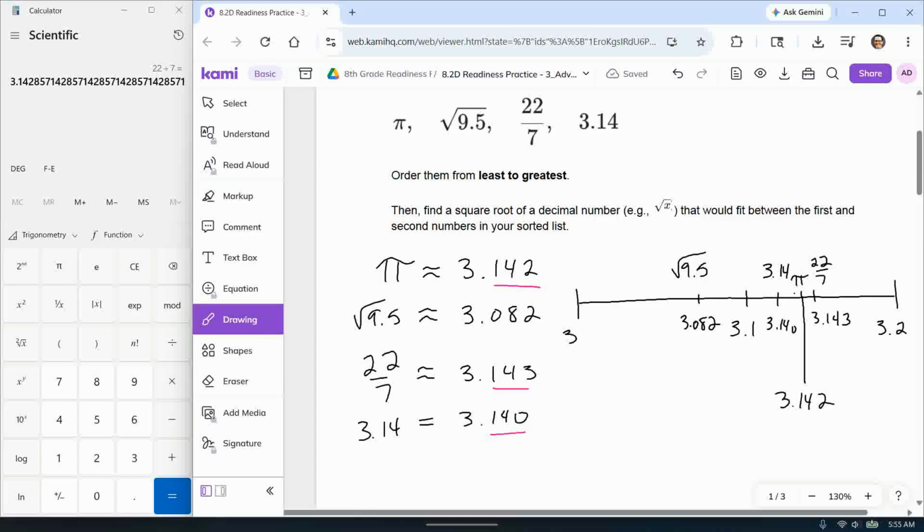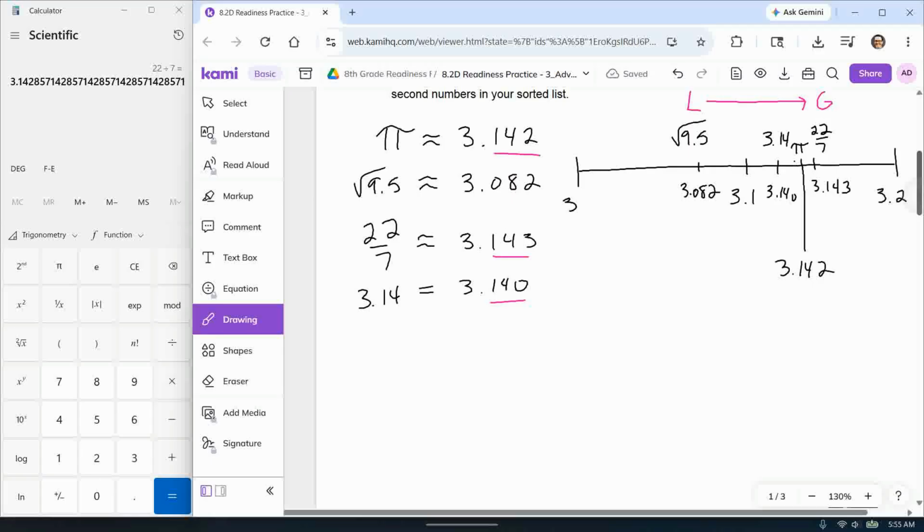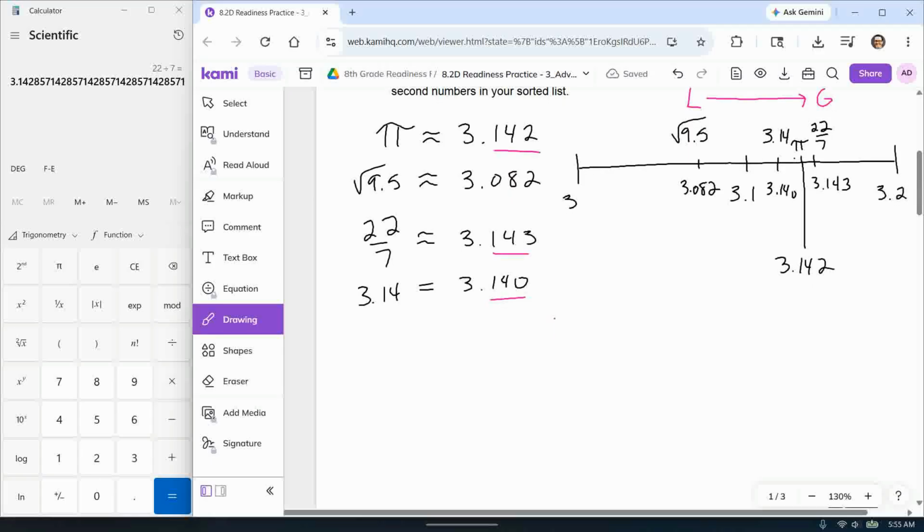All right, so first I need to go ahead and put these in order from least to greatest. Thankfully, when we put them on a number line like this, it automatically does that for us. So I will say least to greatest as the answer key here. And I will say square root of 9.5. What do we have next? 3.14, pi, and then 22 over 7.